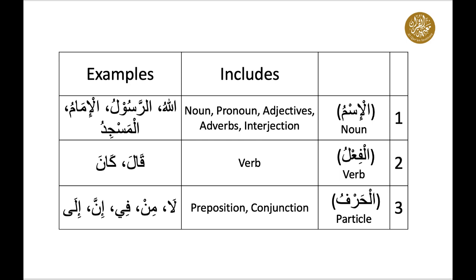Here are some examples of noun or ism. Allahu, al-Rasulu, al-Imamu, al-Masjidu. Example of verb or fi'il is qala, kana. An example of particle or harf is la, min, fi, inna, ila.